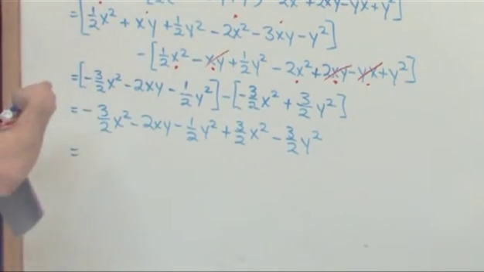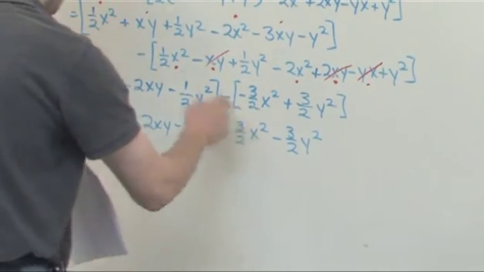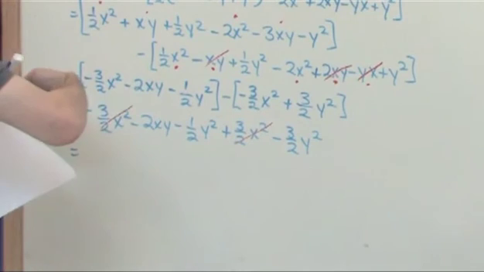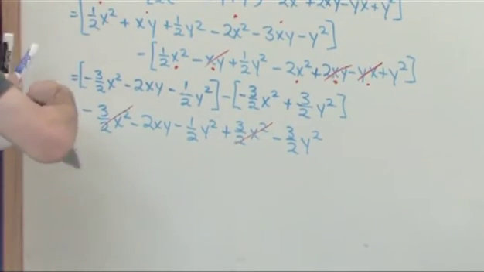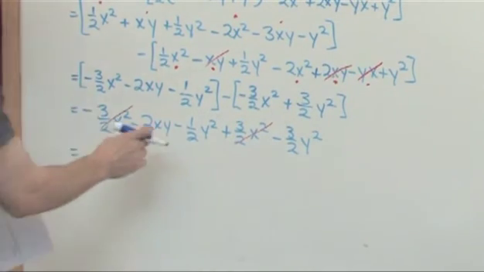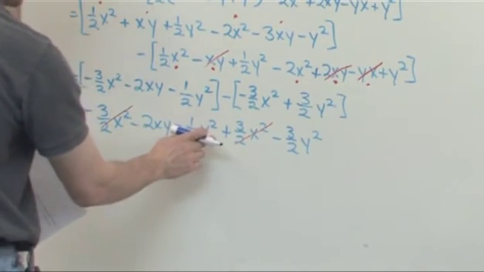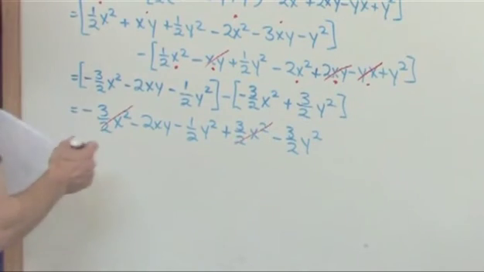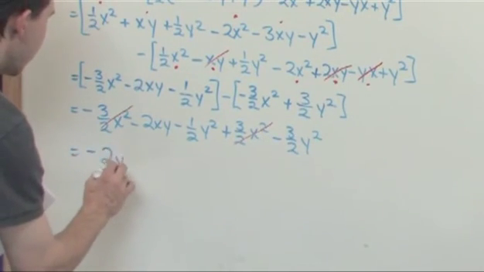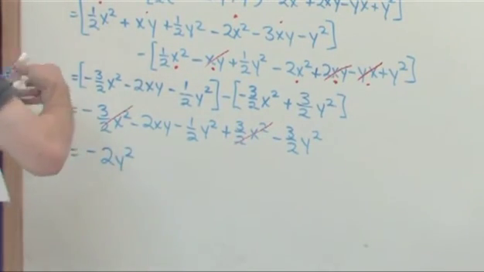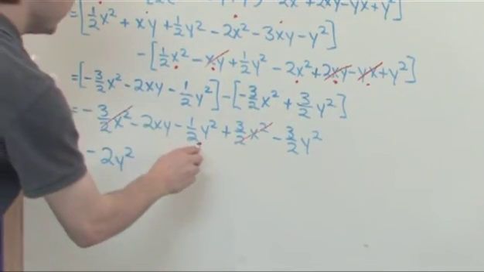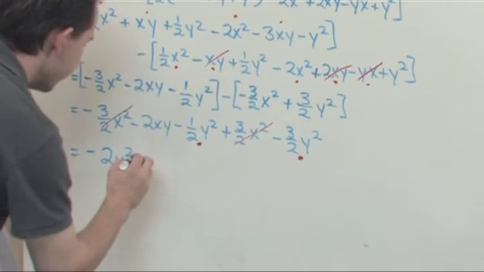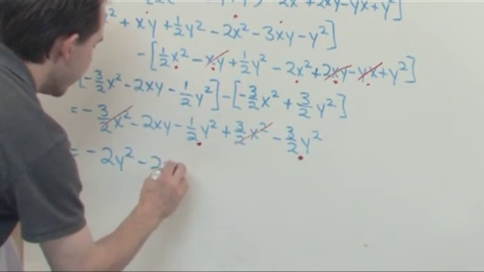Okay, so now let's just collect terms and be done with this and move on. What we have here is negative 3/2 x squared plus 3/2 x squared, so those cancel and drop away. And then to finally finish the simplification, you have negative 1/2 y squared minus 3/2 y squared. So you're going to have negative 2y squared, and that was us just adding this term to this term right here. And then finally you'll have negative 2 times x times y here.